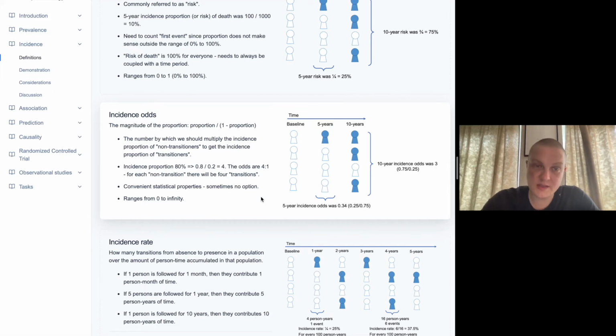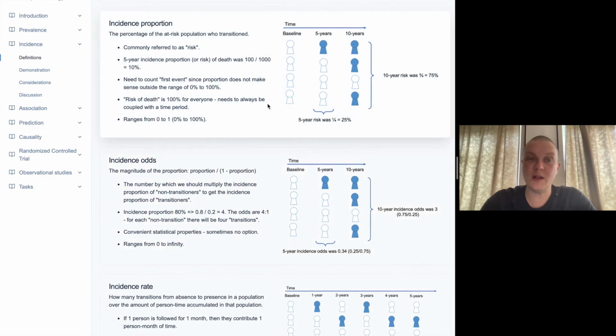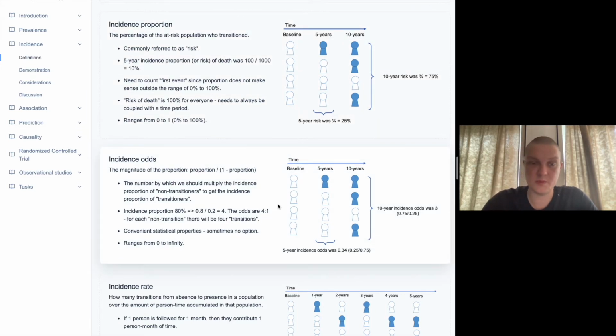Just like with prevalence odds, incidence odds have convenient statistical properties. Sometimes we have no option. They range from 0 to infinity. And when possible, we'd like to represent incidence as risk rather than odds.